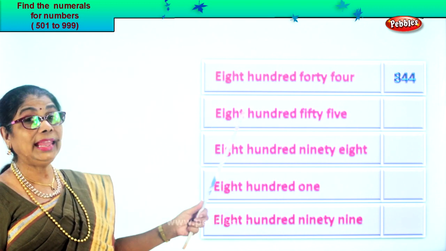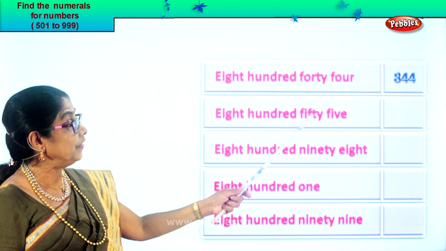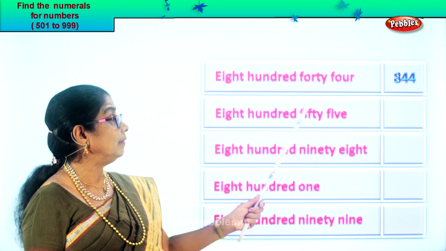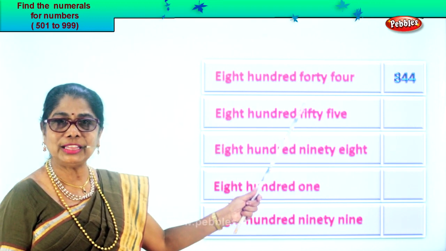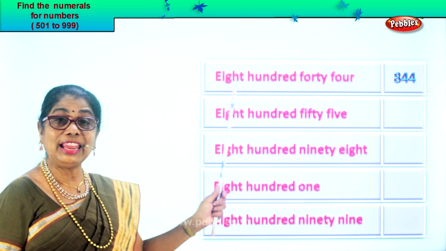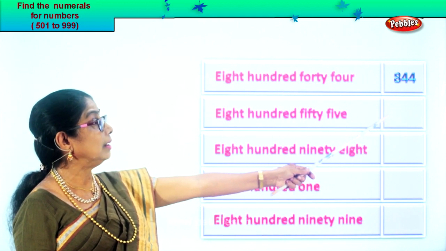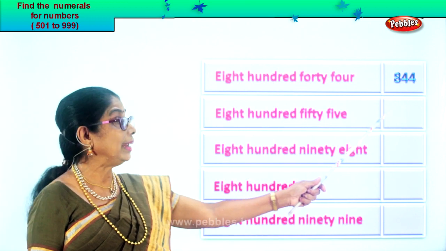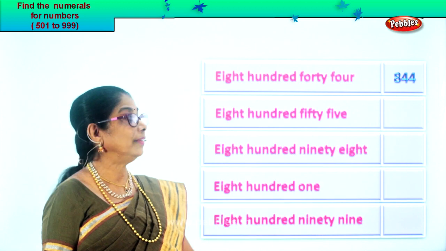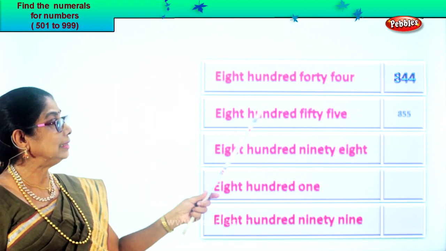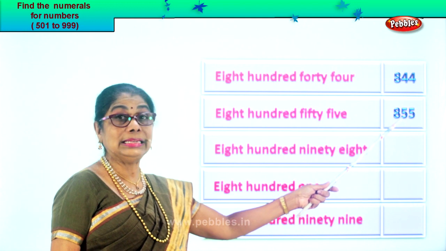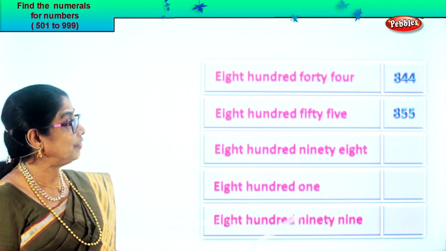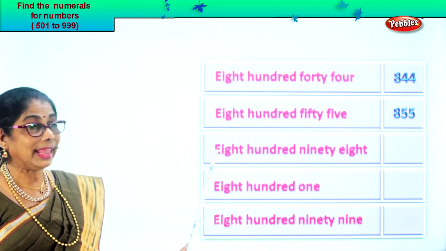Look. 855. Read again. 855. 8 in the 100s place, 5 in the 10s place, 5 in the 1s place. So we write it in the box. 855. Good. 8 in the 100s place, 5 in the 10s, and 5 in the 1s too. 855. Good. Next.